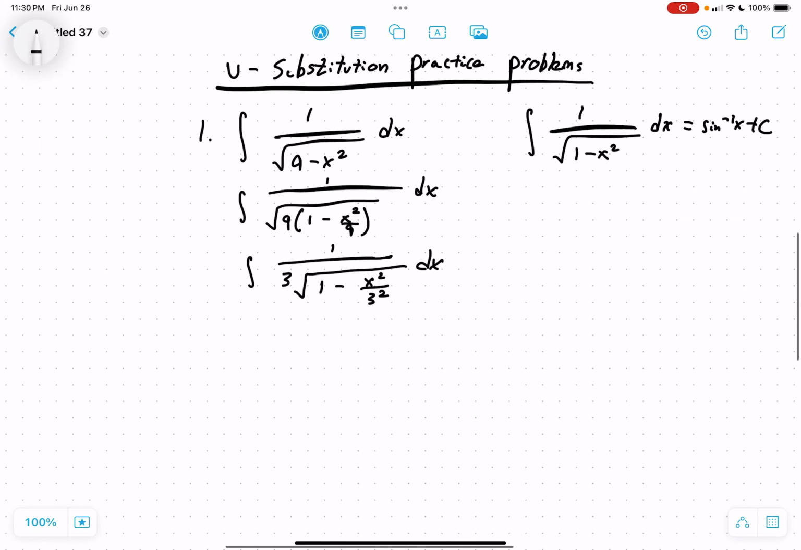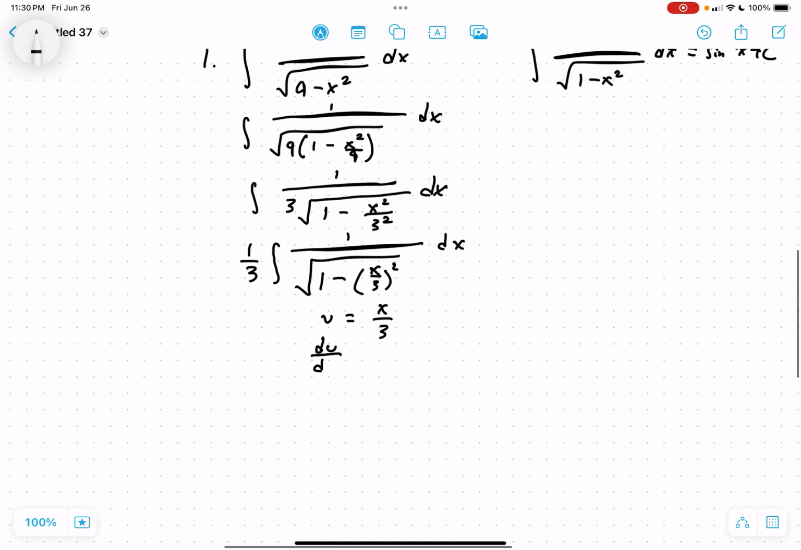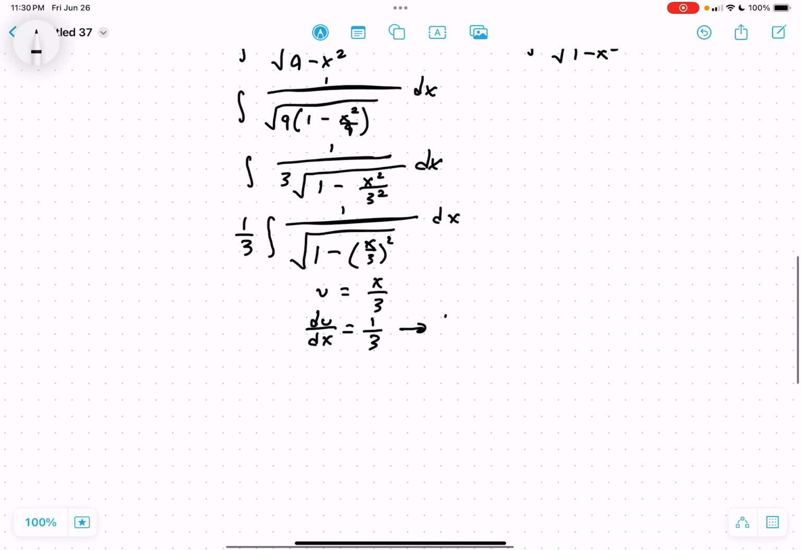dx. Now I can take out a 1/3. So I'm going to get 1/3 times the integral of 1 over the square root of 1 minus. And now because I have x squared over 3 squared and that power is the same, I can rewrite this as x over 3 squared dx. Now I'm going to let u equal x over 3 and du dx will equal 1/3. And therefore, dx will equal 3 du.